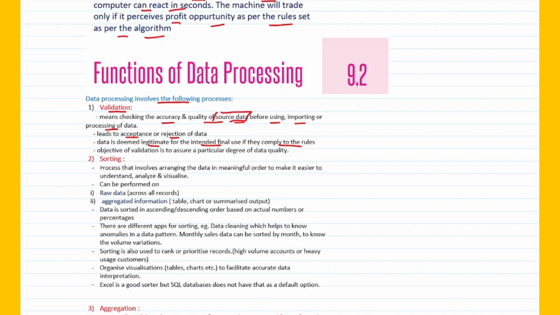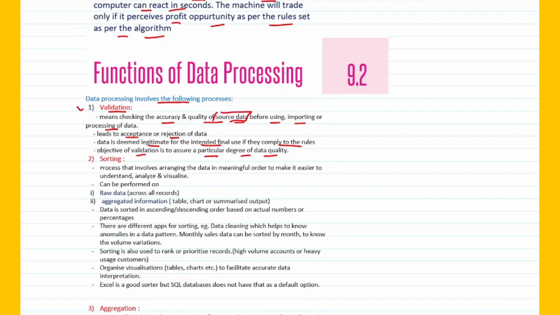And finally, the objective of validation is to assure a particular degree of data quality. So certain data quality is to be maintained, and validation will ensure that such quality is being maintained. So what is validation? Validation is basically checking the accuracy and the source of the data before using, importing or processing of data. It helps you to accept or reject the data. It helps you to know whether the data is legitimate, and if it is, it will help you to use it for the final purpose. And finally, the objective is to assure a particular degree of data quality.